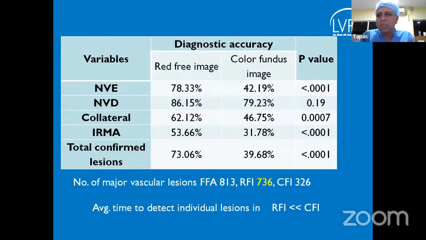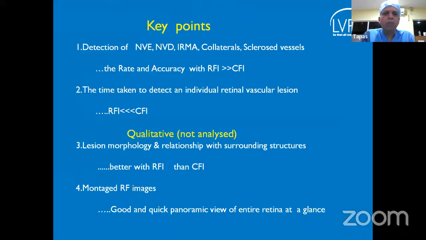So if a montaged red-free image is given to us, the time taken to detect various vascular lesions is much less than with color fundus imaging. Now, the key points here are the detection of neovascularization elsewhere, NBD, IRMA, collaterals, sclerosed blood vessels. The rate and accuracy of red-free imaging is much more than color fundus imaging.